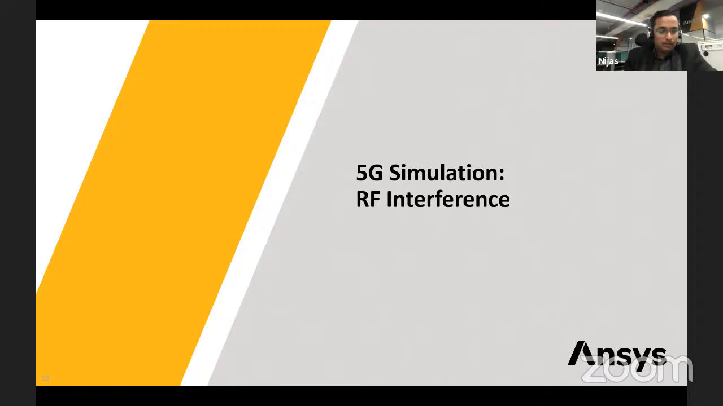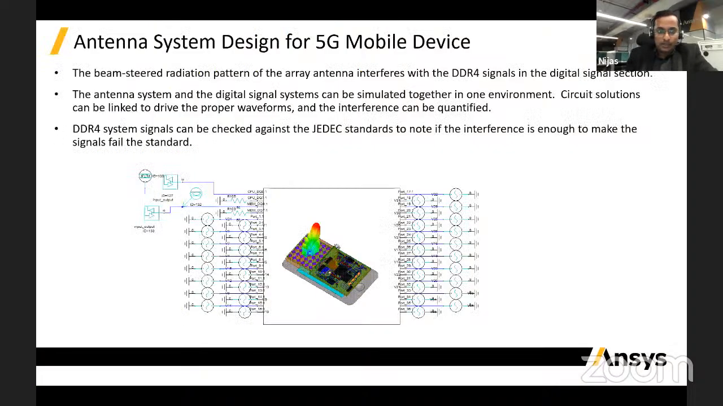You might have noticed we have GPS, 5G technology, 4G technology, Wi-Fi, Bluetooth, all placed in a very small space around that mobile device, right? So there can be a chance of interference between these components. So in this example, what we are going to show is interference between your antenna and the digital device.